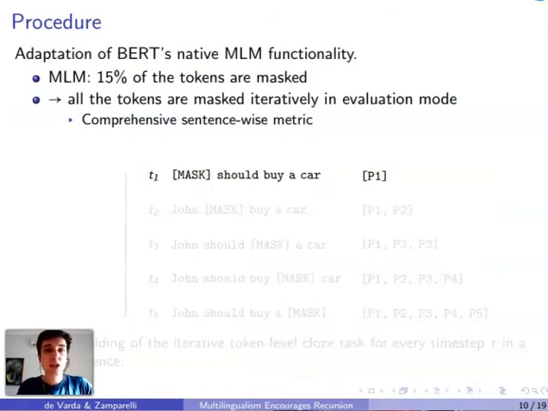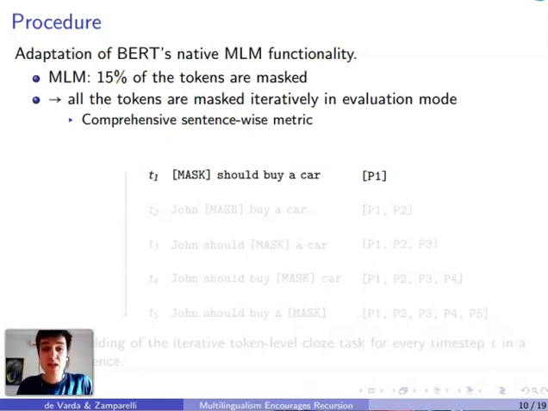In order to derive a metric for the performance of the transfer, we employed a procedure which was an adaptation of BERT's native masked language modeling functionality. So in MLM, 15% of the tokens randomly selected are substituted by a mask, whereas in our procedure, all the tokens are masked iteratively after setting the model in evaluation mode. And this allows us to derive a comprehensive sentence-wise metric.